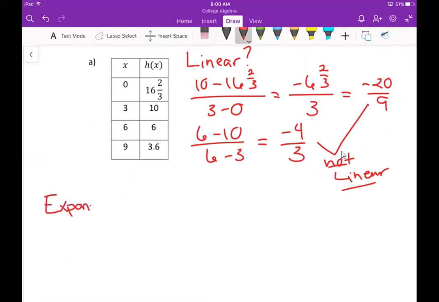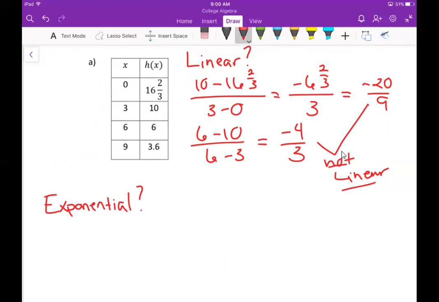And there's not really a quicker way than just coming up with the function and seeing if it works for the rest of the points. That's kind of my favorite way to test if something is exponential.